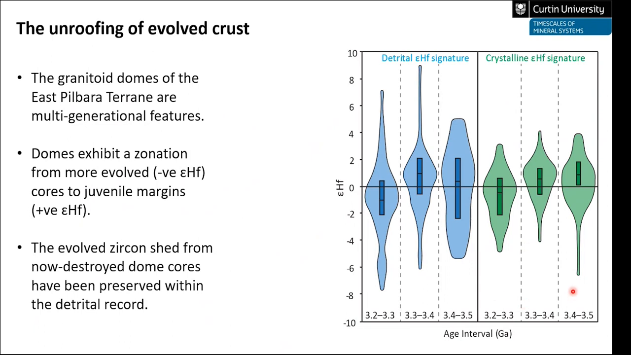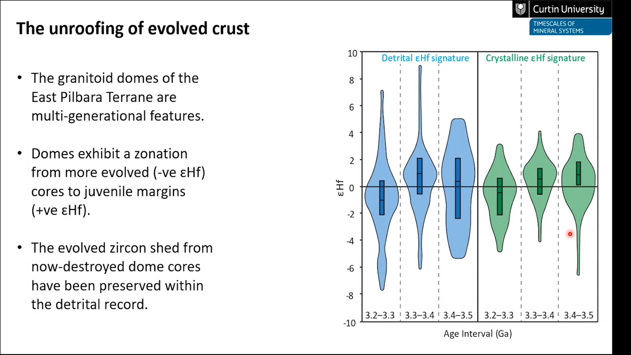So what's this figure telling us? Well, despite having similar median epsilon hafnium values between detrital and magmatic zircons, detrital zircons show a wider compositional range and encompass more evolved epsilon hafnium values through time during each interval. I will say critically, the interquartile range for the oldest 3.5 to 3.4 interval encompasses more evolved epsilon hafnium values than the crystalline record here.